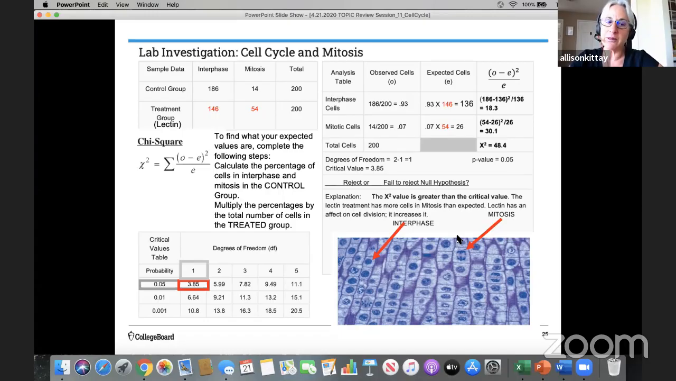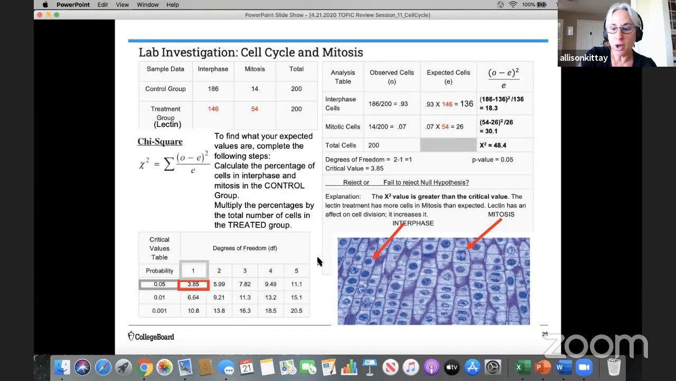So remember that the chi-square value is the sum of both of those, or all of those. You could have more categories, but in this case, we only have 2. And so our chi-square value is 48.4. Now we need to compare that to the critical value. So the critical value is 3.85, and we look for the intersection of that 1 degree of freedom and a probability of 0.05, and we get our critical value.